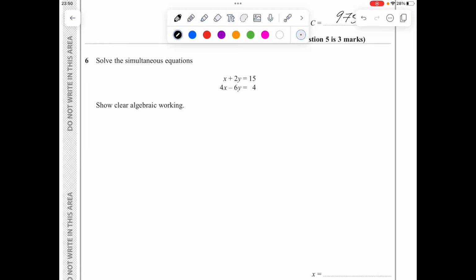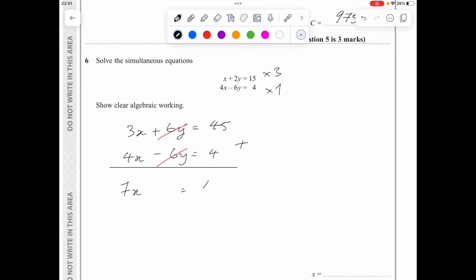I can solve question 16 either by using elimination or by using substitution. I'll proceed with elimination, so I'll multiply the first equation by 3 and I'll keep the second one the same. So I get 3x plus 6y equals 45, and the second one stays the same. Now, in order to get rid of the 6y and minus 6y, I will add, so these two will cross out and I get 7x equals 49, so x is equal to 7.